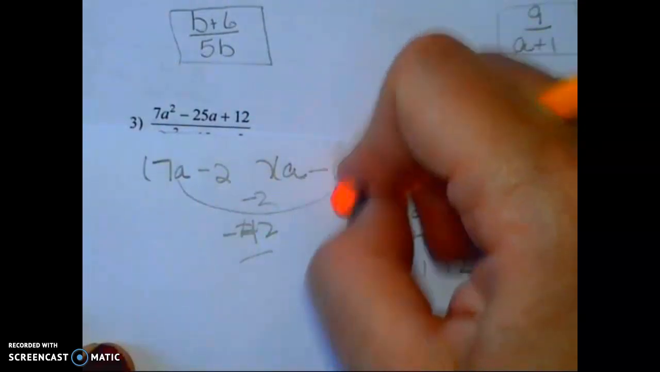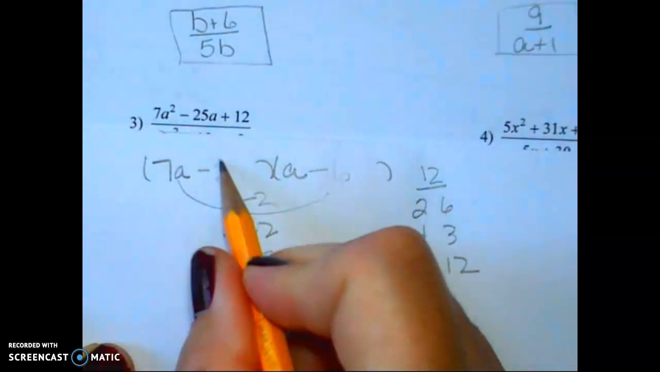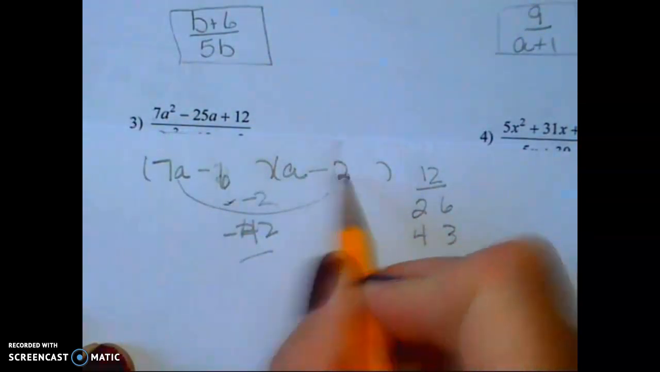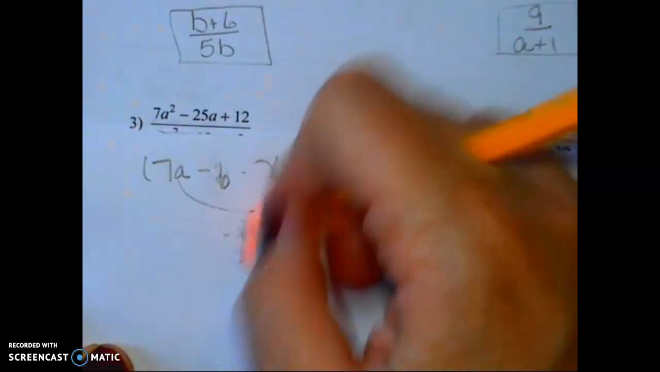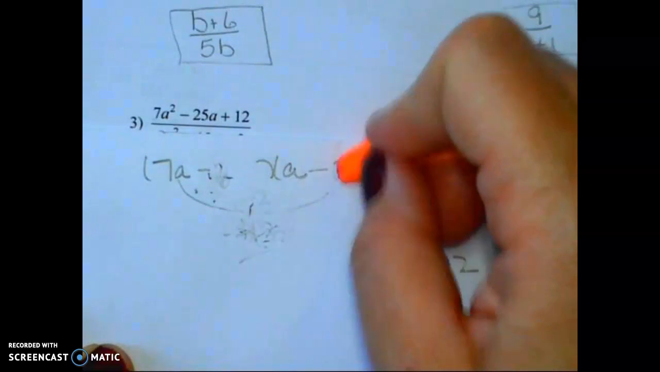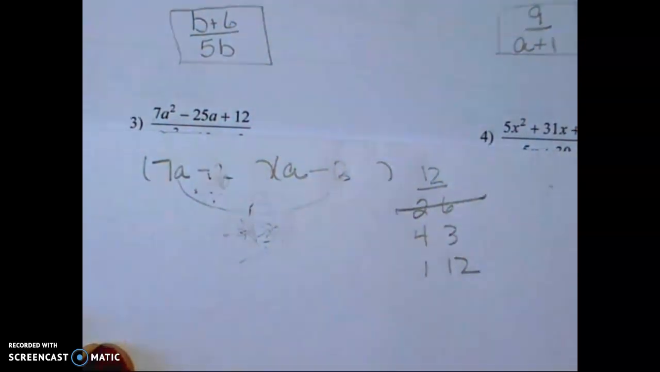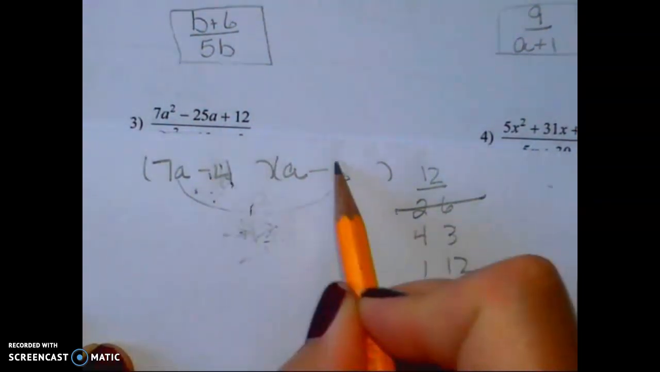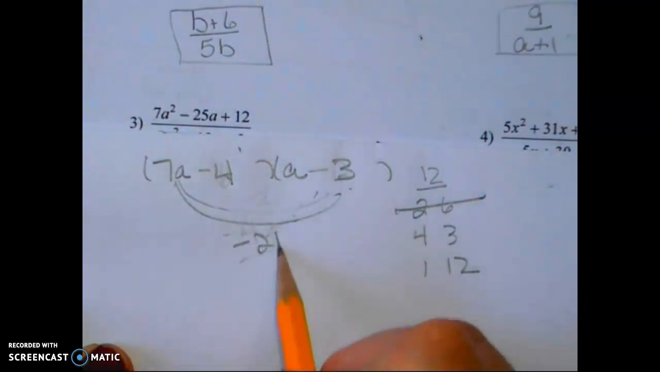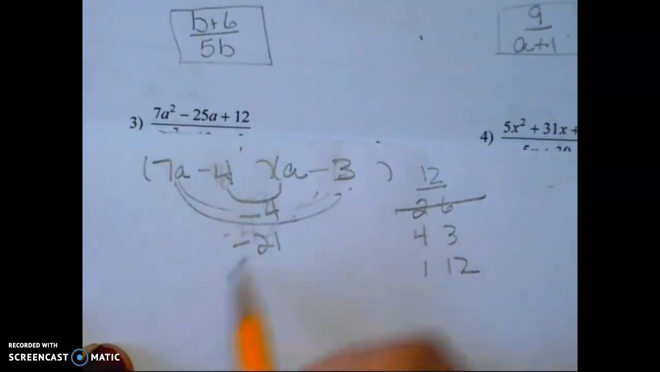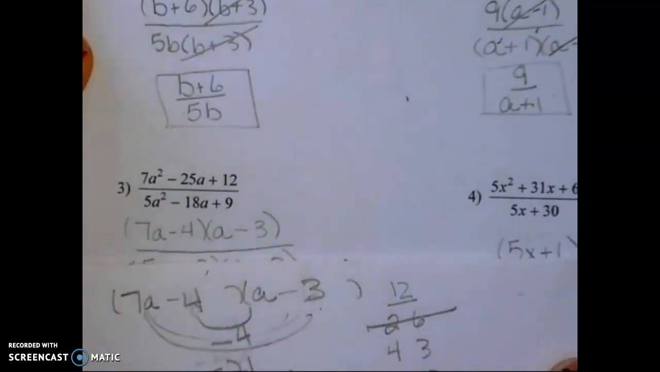Wow. Let's try 6 and 2. That's -14 and -6. That's not going to work either. Boy, this is going to be a pain, isn't it? Cross off 2 and 6, we'll try 4 and 3. Oh, wait, this is it. -21 and -4 gives me -25. So that's my numerator.